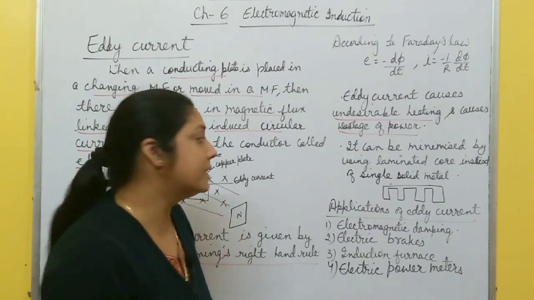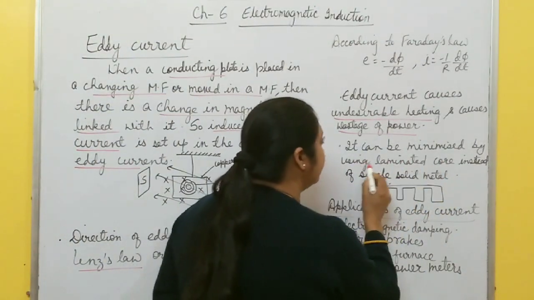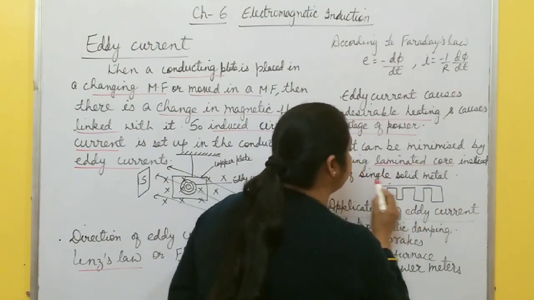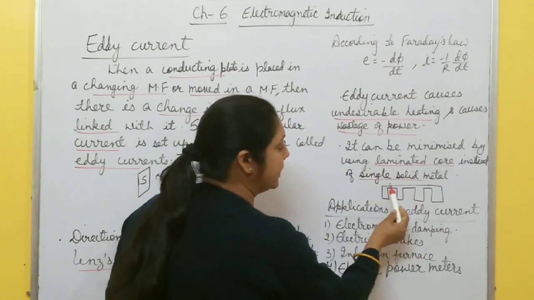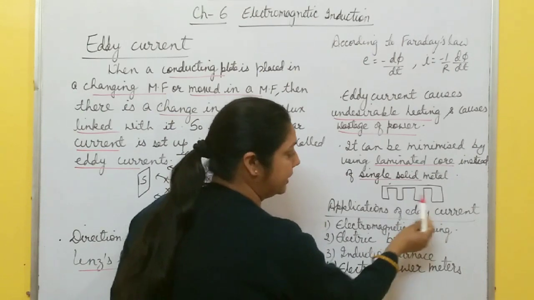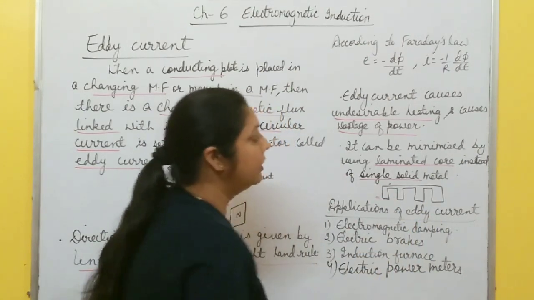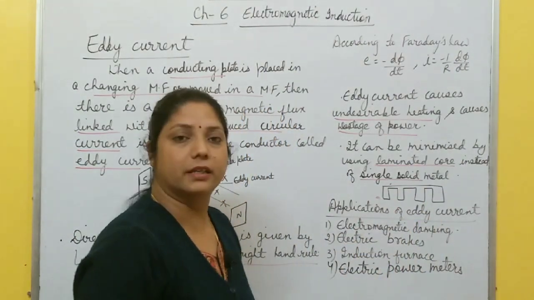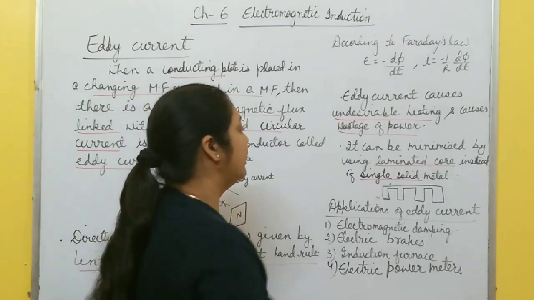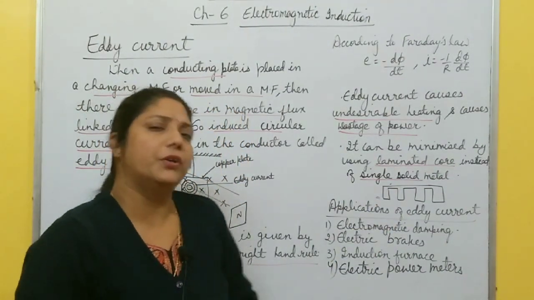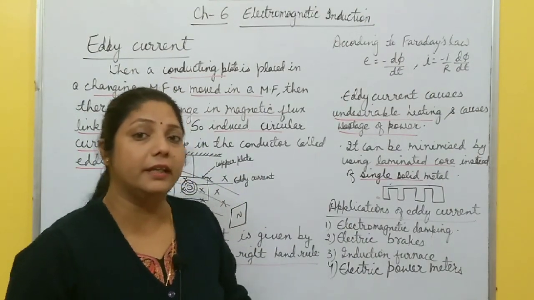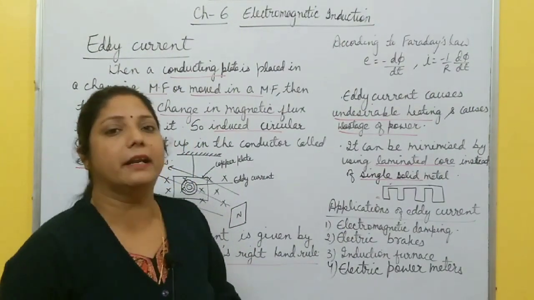So how do you minimize them? It can be minimized by using a laminated core instead of a single solid metal. Instead of a single metal, you use one with cuts in between. This is called a laminated core, used instead of a single solid metal. In this way, you can reduce or minimize eddy current. But if you are not able to minimize all the eddy currents, then you have to use them.